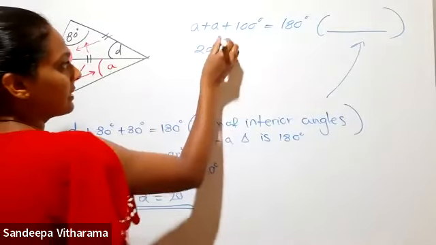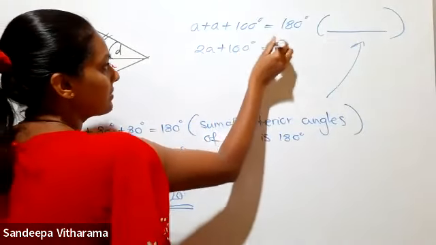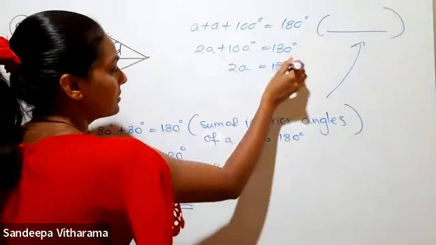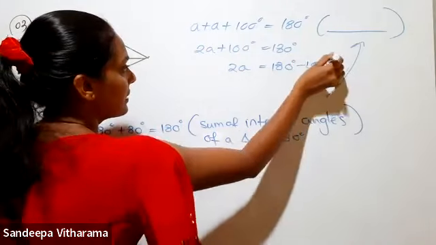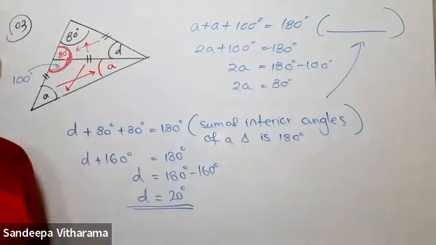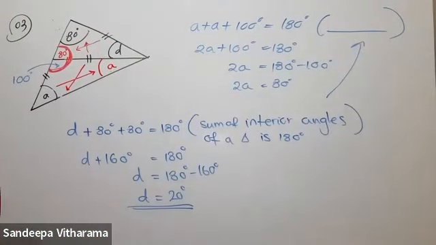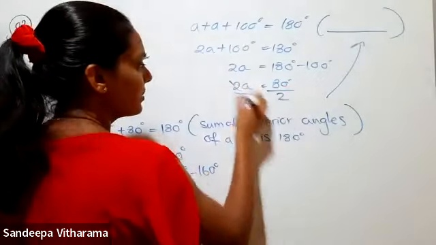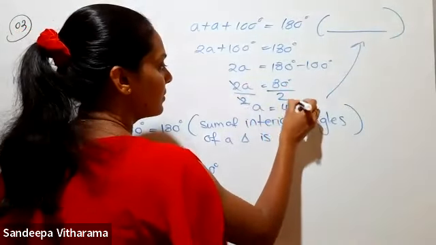Then 2A add 100 equals 180. Then 2A equals 180 subtract 100. 2A equals 80. Divide by 2. A equals 40.